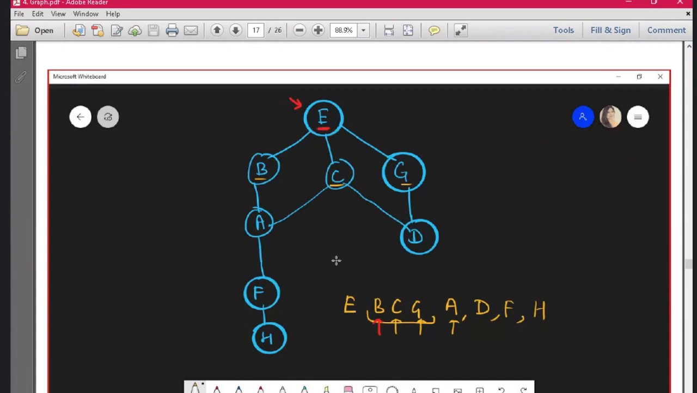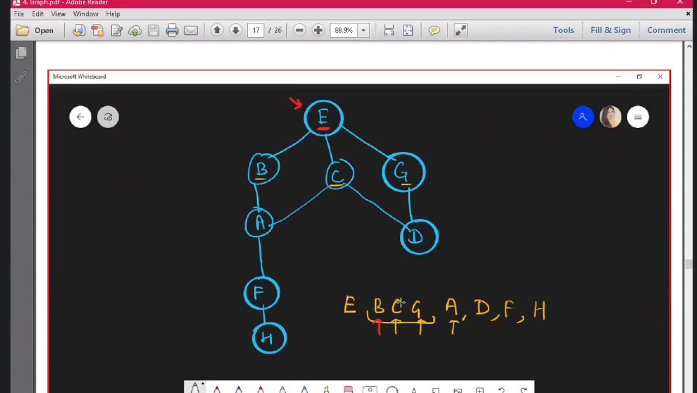So first of all, I'm going to write E, and after that you have to write the neighbors of E. Neighbors of E are BCG. So I have written BCG, right? Now E have been visited. Now go to the next node B. And what are the neighbors of B? E and A. So E is already there, but A was not there. So I have written A here. So now B is also done.